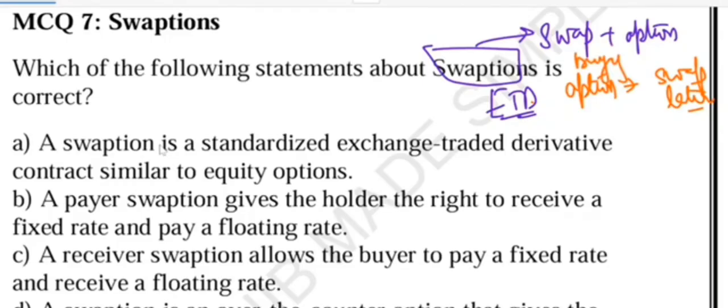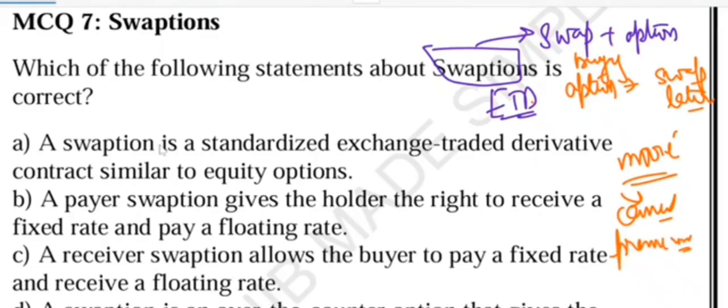There is no obligation. You can think of it like booking a movie ticket with a cancel-anytime option. Suppose you are booking a movie ticket and you have the option to cancel it anytime, but you pay a little extra. That is the premium. But if you don't want to watch the movie later, you are not forced to.